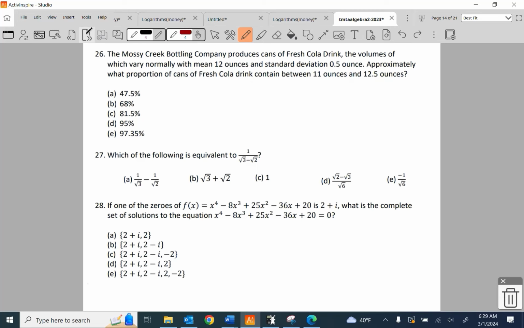The Mossy Creek Bottling Company produces cans of fresh cola drink, the volumes of which vary normally with a mean of 12 ounces and a standard deviation of a half ounce. Approximately what proportion of cans of fresh cola drink contain between 11 and 12 and a half ounces?